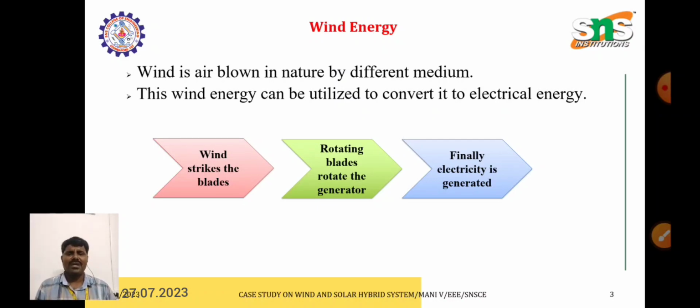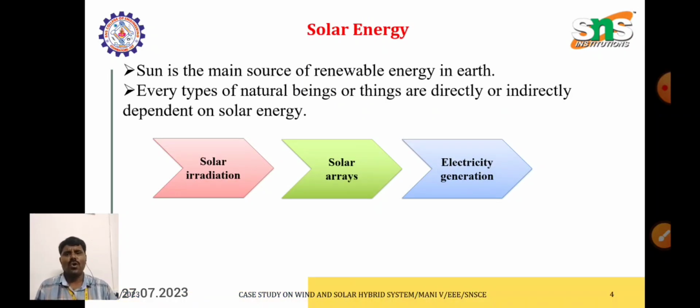So the wind strikes the blade, and the blade is connected with the aero turbine. The kinetic energy of wind is converted into electrical energy with the help of the wind energy conversion system. And the second one, solar energy. Here the solar irradiation received from the sun is directly converted into electrical energy through the solar array, which is nothing but the solar energy system.